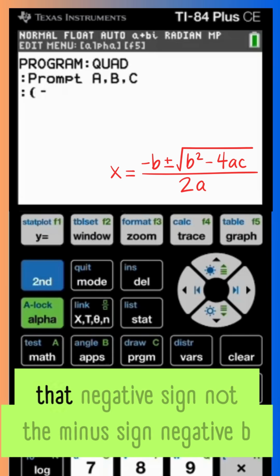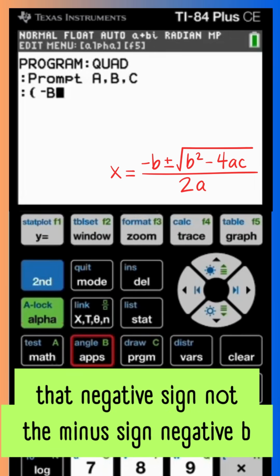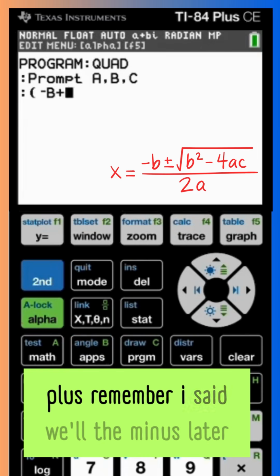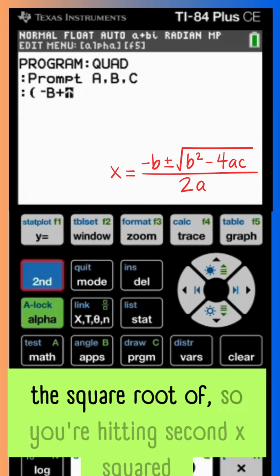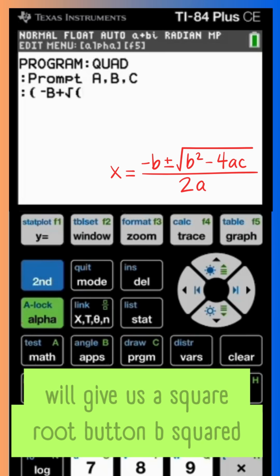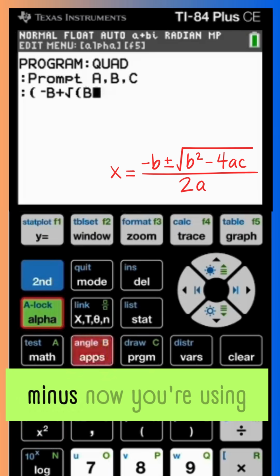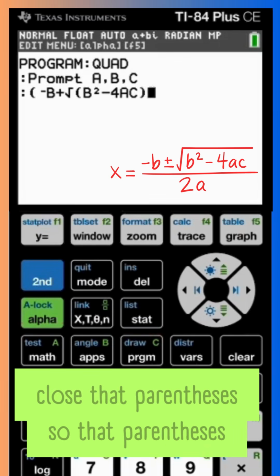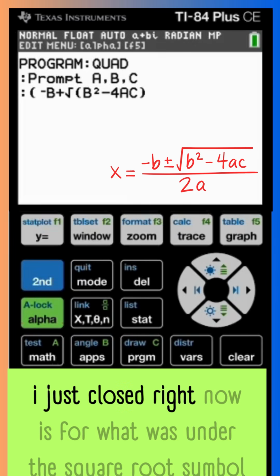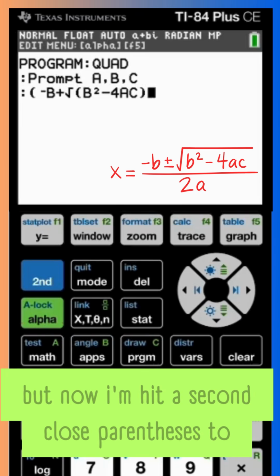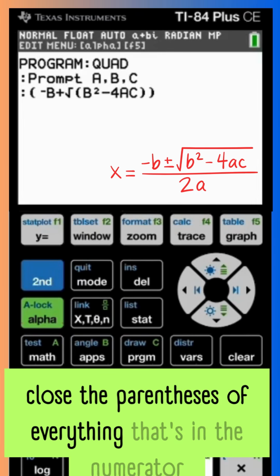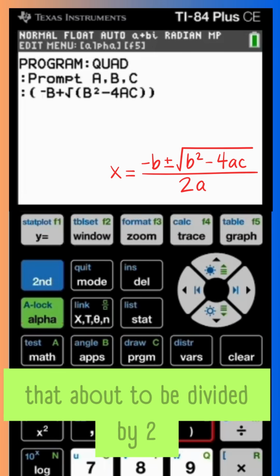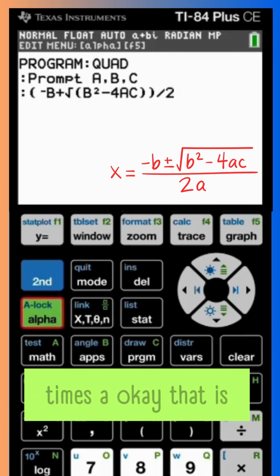So negative b, hit that negative sign, not the minus sign. Negative b plus, remember I said we'll do the minus later, the square root of, so you're hitting second x squared will give us a square root button, b squared minus, now you're using the minus button, 4 times a times c. Close that parentheses, so that parentheses I just closed right now is for what was under the square root symbol. But now I'm going to hit a second close parentheses to close the parentheses of everything that's in the numerator that is about to be divided by 2 times a.